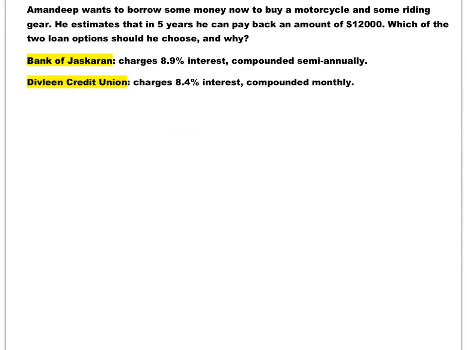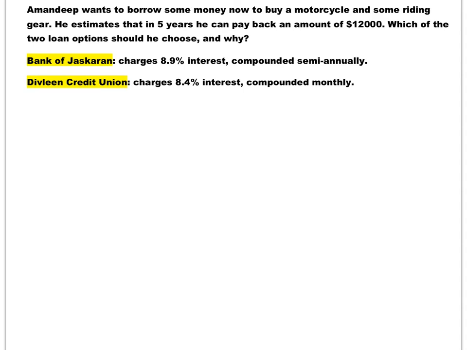In the next example, we have Amandip, who wants to borrow some money now to buy a motorcycle and some riding gear. He estimates in 5 years he can pay back an amount of $12,000. So we know that the future value is $12,000. Which of the following 2 loan options should he choose, and why? He can go to Bank of Jaskaran, which charges 8.9% interest compounded semi-annually, or Devlin Credit Union, which charges 8.4% compounded monthly.